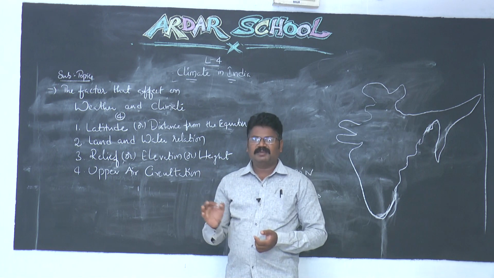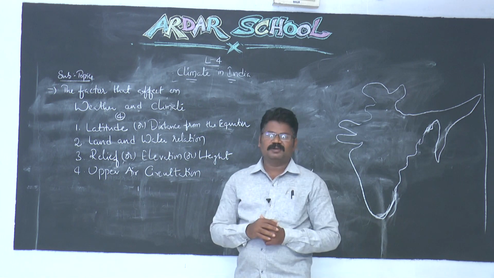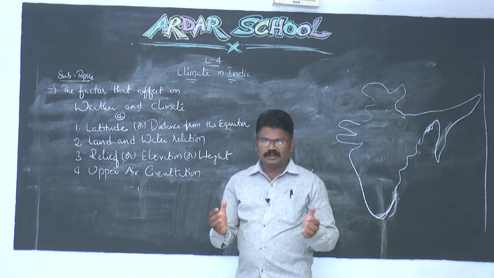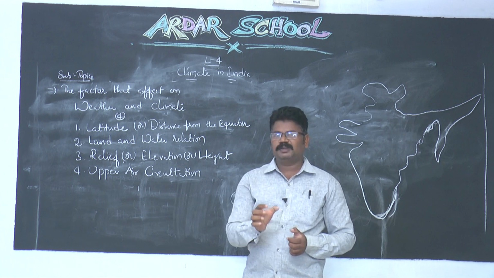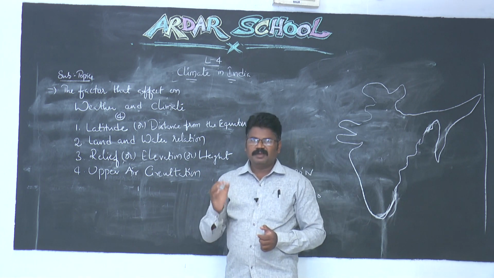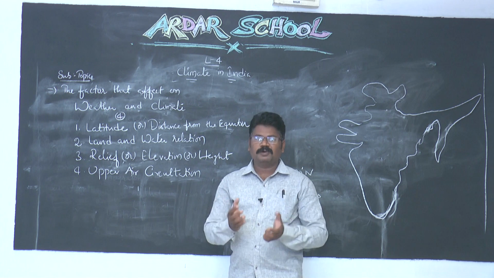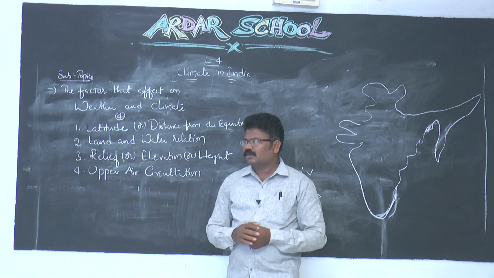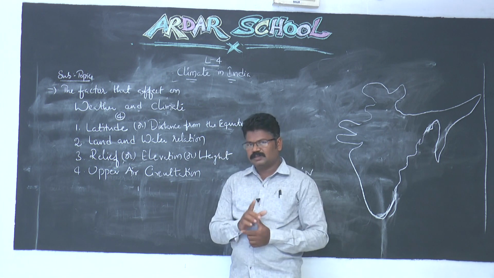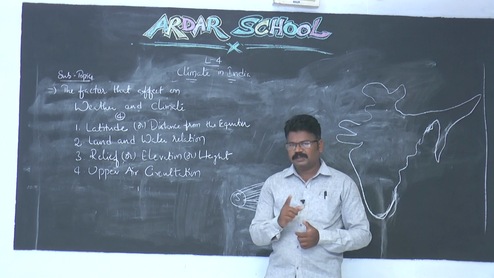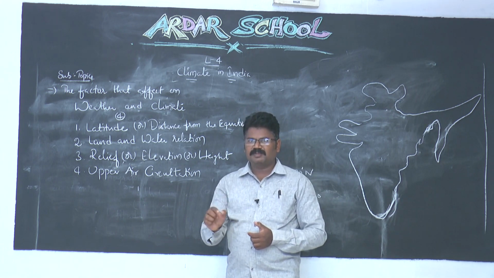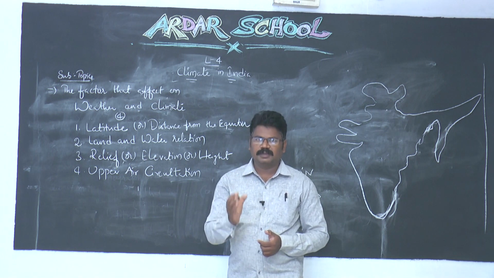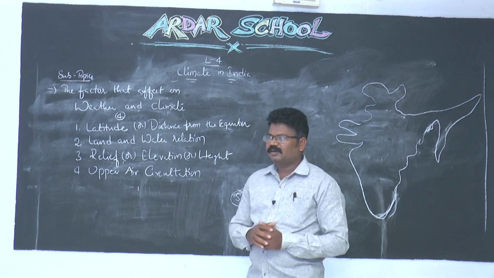Weather and climate are similar in words. Where the atmospheric conditions spreading over an area at a particular time in a short period, that is called weather. Where the atmospheric conditions are spreading over an area in a long period, that is called climate. You are children, you have to get the point. The difference between weather and climate is that weather happens in a short period, climate happens in a long period.